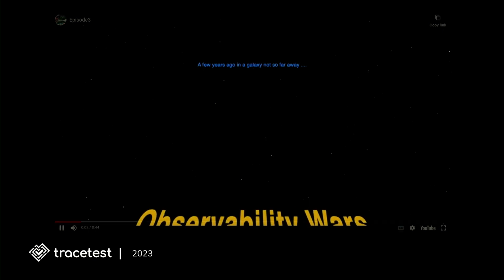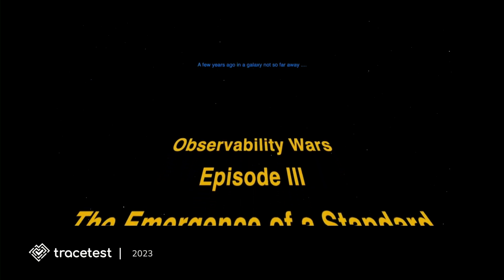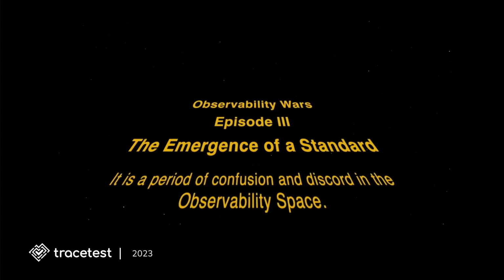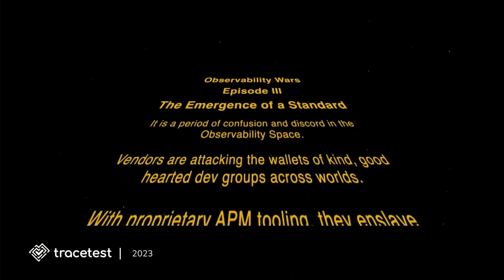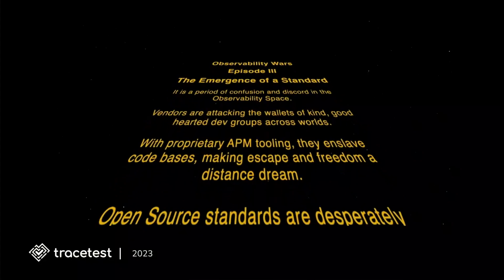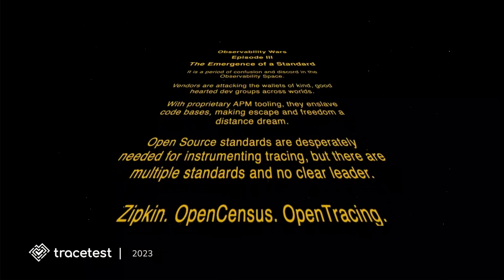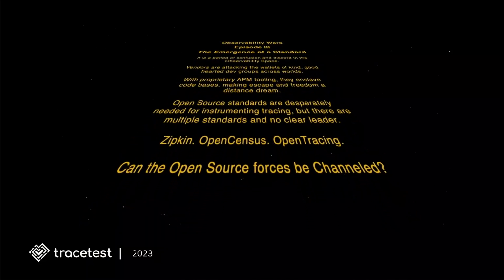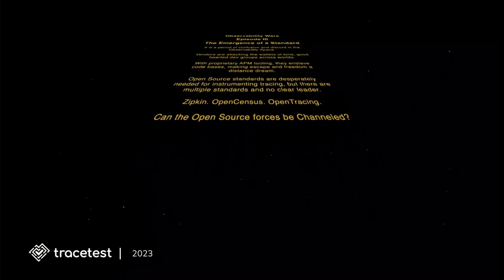A few years ago in a galaxy not so far away, we had observability wars. And this is episodes, the emergence of a standard. It's a period of confusion and discord in the open observability space. Vendors are attacking the wallets of kind, good-hearted dev groups across the world. With proprietary APM tooling, they enslaved code bases, making escape and freedom a distant dream. Open source standards are desperately needed for instrumenting, but there are multiple standards and no clear leaders. Zipkin, OpenCensus, OpenTracing. Can the open source forces be channeled?